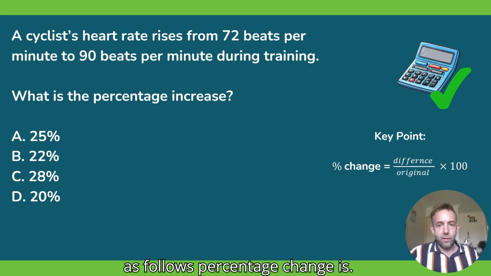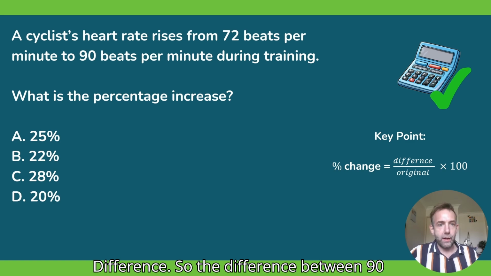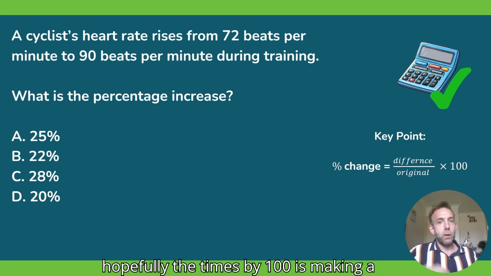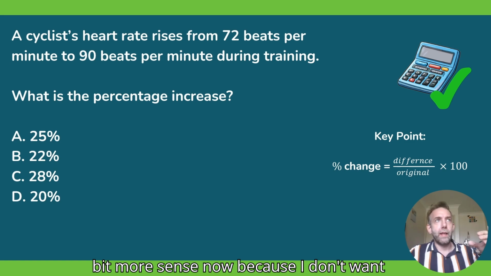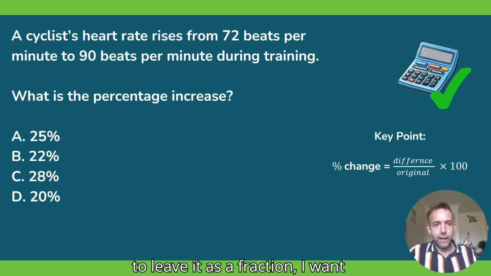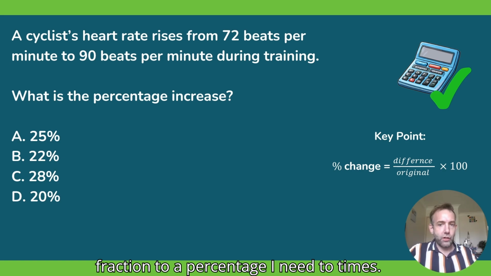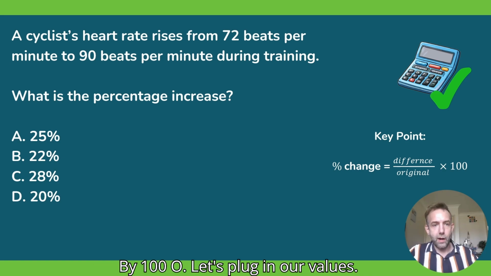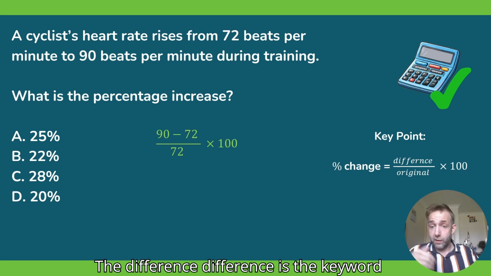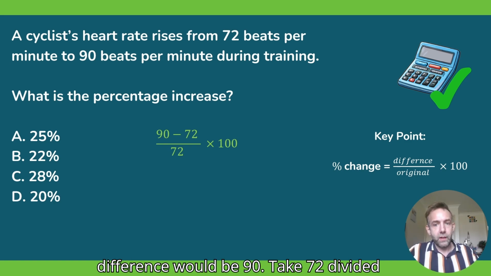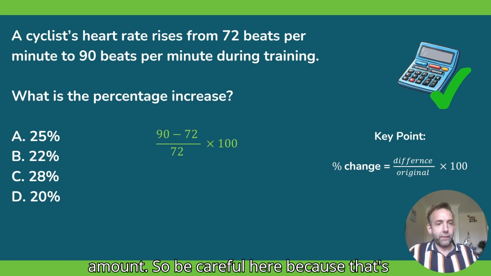Percentage change is difference, so the difference between 90 and 72 in this case, over the original amount, but that's a fraction. So hopefully the times by 100 is making a bit more sense now, because I don't want to leave it as a fraction. I want a percentage change, and to go from a fraction to a percentage, I need to times by 100. So let's plug in our values. The difference is a key word for subtraction, by the way. The difference would be 90 take 72 divided by the original amount, the starting amount.